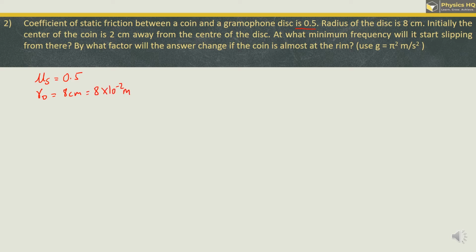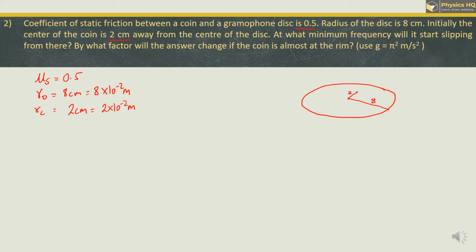Initially the center of the coin is 2 cm away. So the distance at which the coin is placed is 2 cm. So it can be written as 2 into 10 raised to minus 2 meter away from the center of the disc. So if this is the disc which is going around on the gramophone and this is the center, this distance is 8 cm. And somewhere at a distance of 2 cm the coin is placed. So the coin is placed over here, and this is going around in a circular motion.